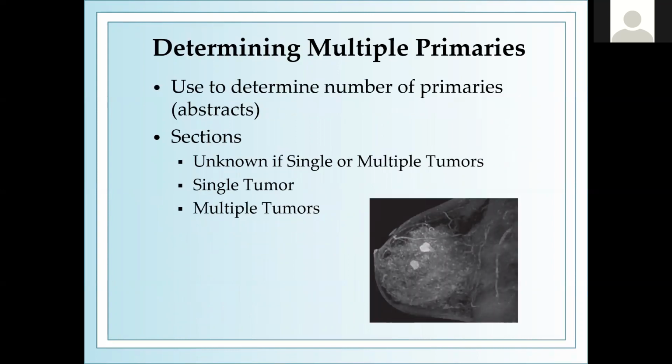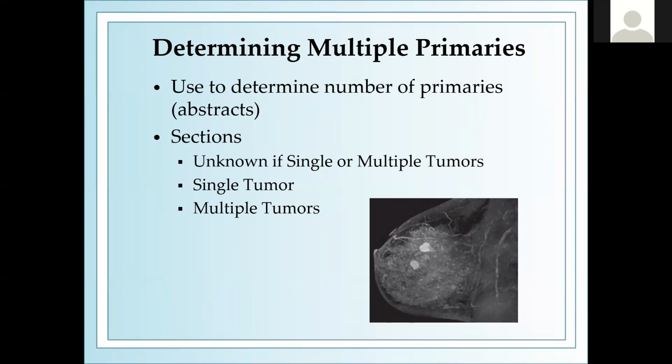We use the solid tumor rules to determine two things. One, how many primaries we have by using the multiple primary rules. And two, how to assign the correct histology code by using the histology rules. Let's review the multiple primary rules of this manual first.